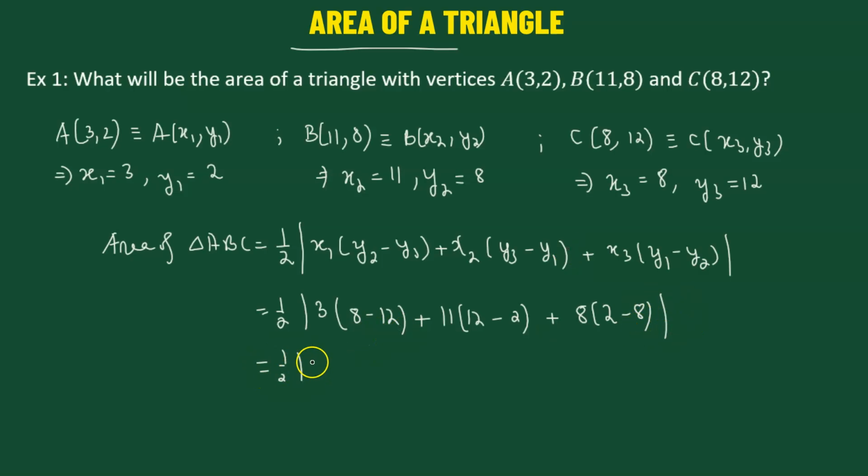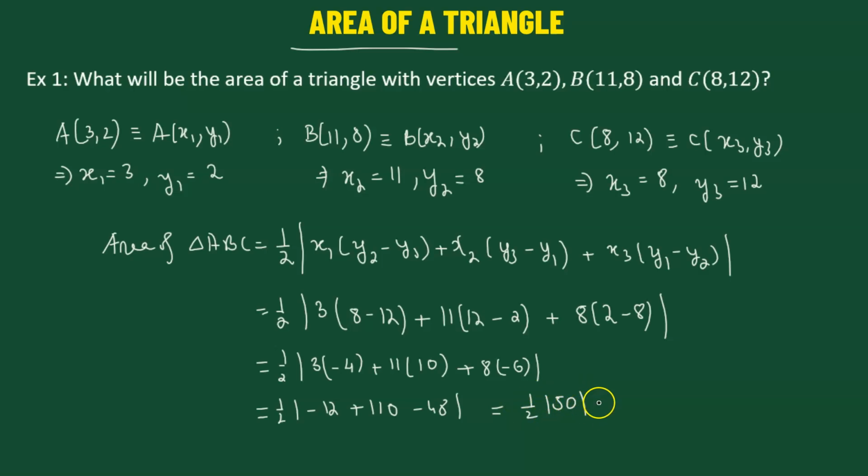So we have half multiplied by 3 times 8 minus 12, that's negative 4. Plus 11 times 12 minus 2, which is 10. Added to 8 times 2 minus 8, so that's negative 6. So this will be half multiplied by negative 12 plus 110 minus 48. So negative 48 and negative 12, that's negative 60. So 110 minus 60 is going to be 50. So we are left with half multiplied by the absolute value of 50, which is simply 50 only. So our area comes out to be 25 square units.